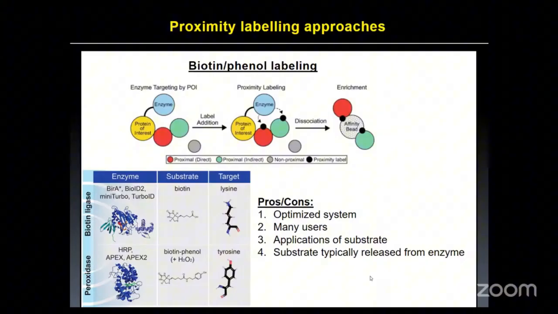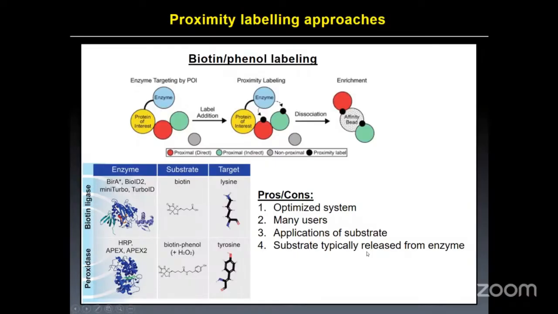Another drawback is that the substrate is released from the enzyme. So these black dots are released from the enzyme before attaching to their target, and they will float away from the enzyme. So you would have some false positives in the system for sure.